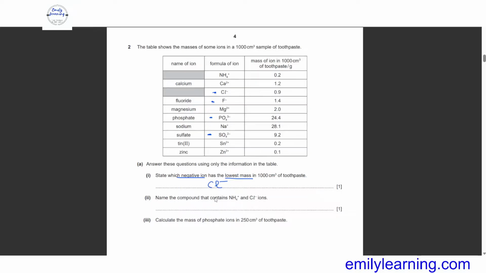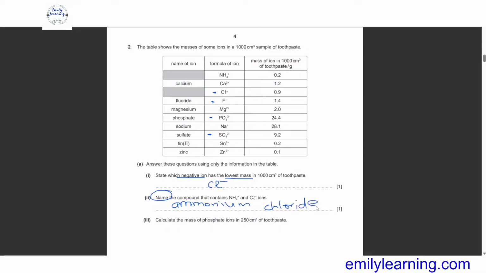Next, name the compound that contains NH4 plus and Cl minus. So the keyword here is name, so don't write the formula. So if you want a compound that contains ammonium ions and chloride ions, basically it is called ammonium chloride, and you need to name it, so spell it out, ammonium chloride.